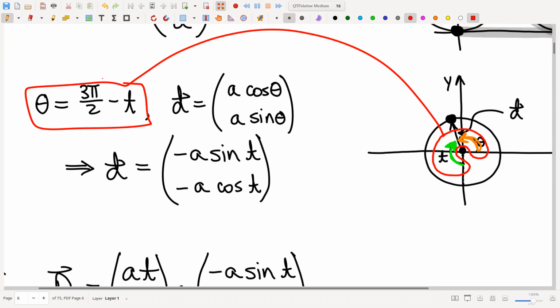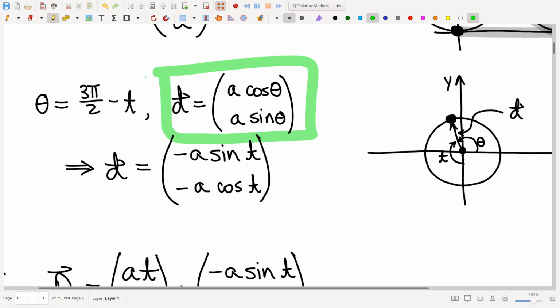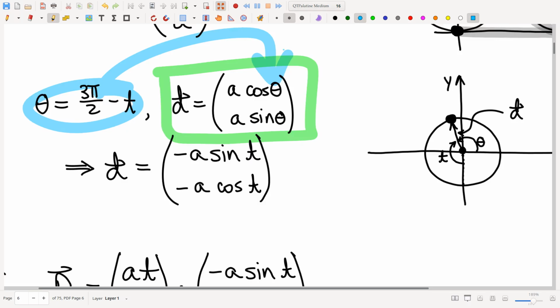It starts off with T being 0 and theta being 3 pi over 2. Then as T increases, theta decreases. Eventually T is 3 pi over 2 and theta is 0, etc. So you make that observation, and then it's just a matter of remembering that we know from the previous page the position as a function of theta. You take this formula for theta that we just discussed and plug that in there.